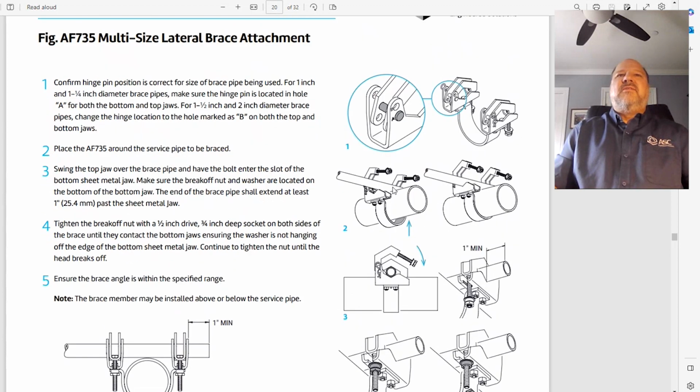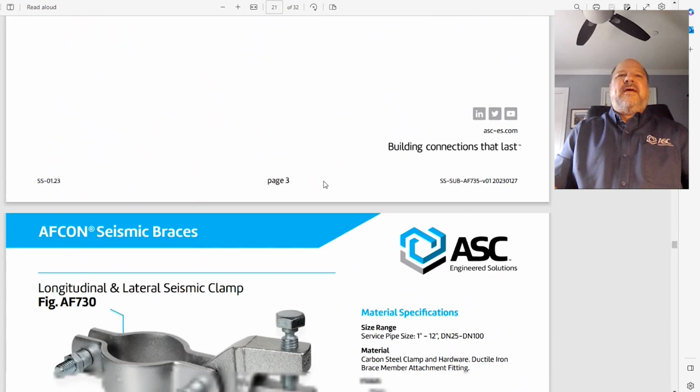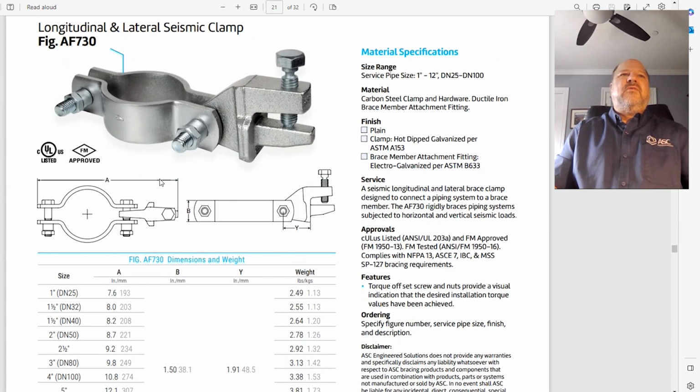What's really unique and exciting about this product is this sway brace pipe right here can be 1 inch or 1.25 inches with this product right out of the box. And you can just simply move this hinge pin from one location to the other, and then this sway brace pipe could be 1.5 inches and 2. So in ordering and buying this part, you buy a 3 inch or 4 inch or 6 inch, and you only have to specify the single size of the main you're bracing, and all 4 different sway brace pipe sizes work with it. And then here's the 730s we used.